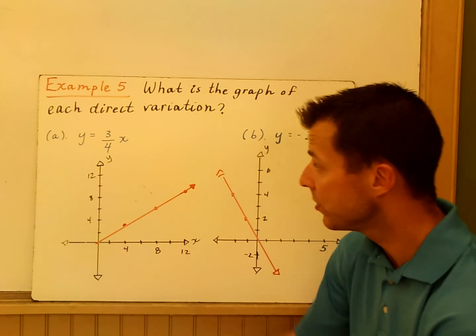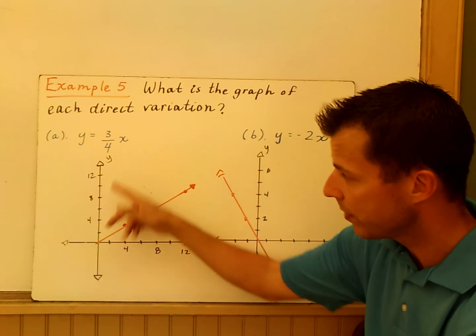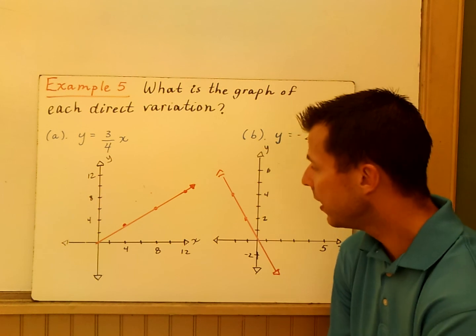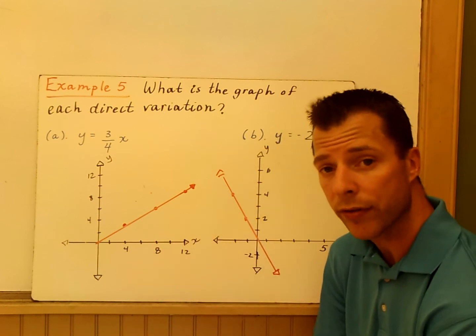Just make a table of values. I can use really 0, 1, 2, 3 if I wanted to, but I picked some numbers that were divisible by 4 to help me with that fraction. They're going to be linear, okay, and they're going to go through the origin.